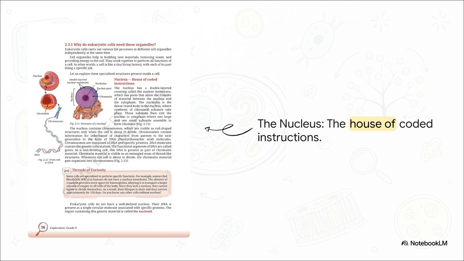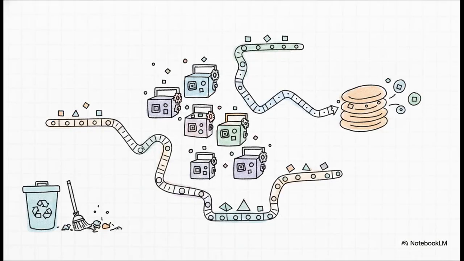Every single activity, every protein manufactured, every signal sent within the cell is dictated by the coded instructions locked inside this incredible structure. And just like a thriving city or a massive manufacturing plant, the cell relies on specialized workers. We call these organelles, and each one has a highly specific job.